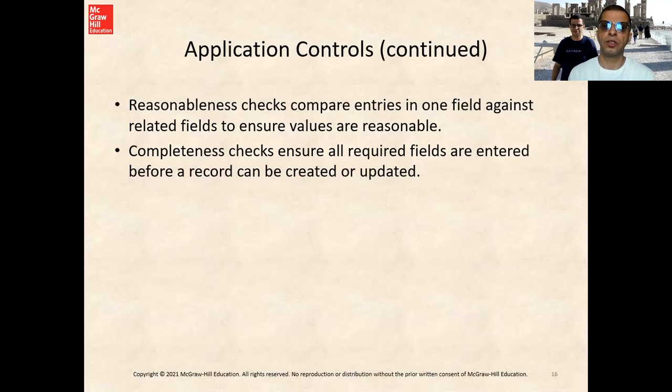Then you have what you call a reasonableness check, which compares the entry in one field against a related field to ensure the value is reasonable. So just in case you want to enter $100 and you press the zeros and keep going, 6, 7, that's unreasonable and it would not accept it. Or when you enter a phone number, reasonable is probably between 9 to 12 numbers, something like that. And then what you call a completeness check ensures that all required fields are entered before the record can be created or updated. So sometimes you go on a site, you enter information, and it says these fields are missing or not entered properly.